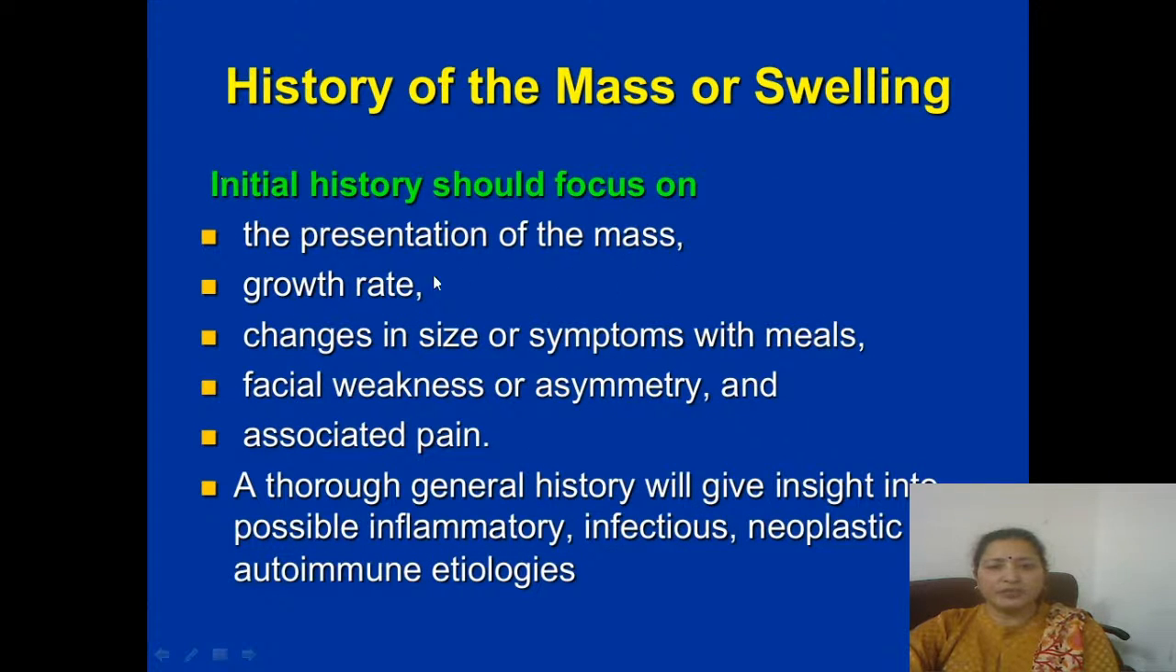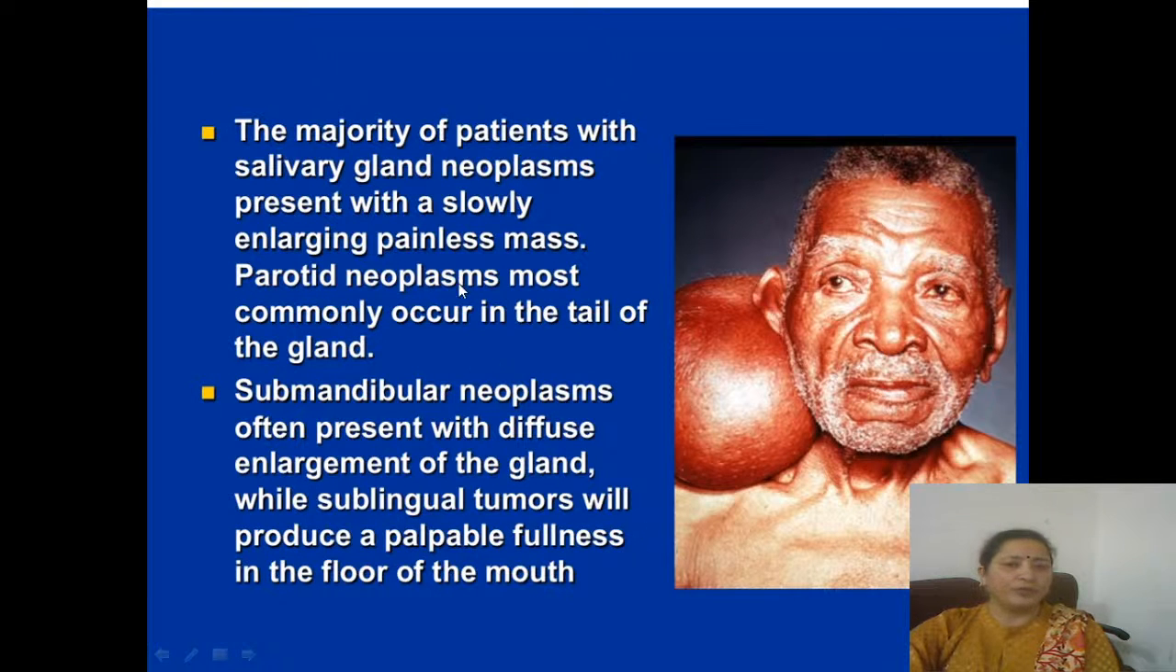the initial history taking is very important. See how the mass has progressed. Record the history of the growth. Is it sudden? Is it slowly growing? What are the symptoms with meals? Whether there is a facial nerve weakness or not, whether the patient is able to close the eye during night, the family members may have observed, whether there is deviation of the mouth, the association of the pain along with it. All these history points are to be recorded.